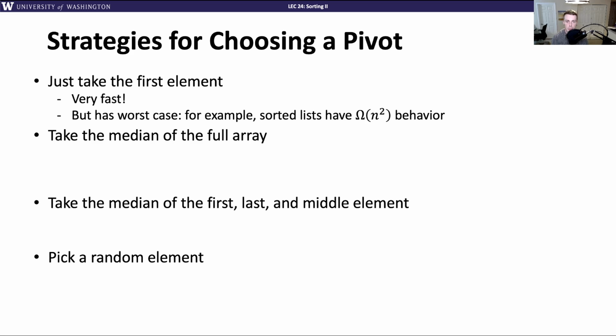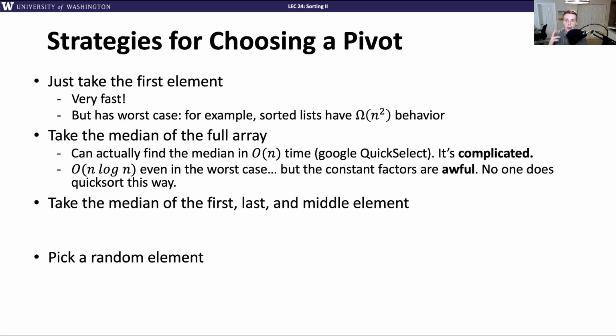Can't I just compute the median? And the answer is yes. Take the array, compute the median, and then use that as your pivot. Unfortunately, computing the median is hard. It's actually easy to compute a median if you have a sorted list, but we need this median in order to sort the list in the first place. There are algorithms to find the median in O of n time that don't require sorting. If you Google QuickSelect, it's used in some implementations of QuickSort, but it's a complicated algorithm.